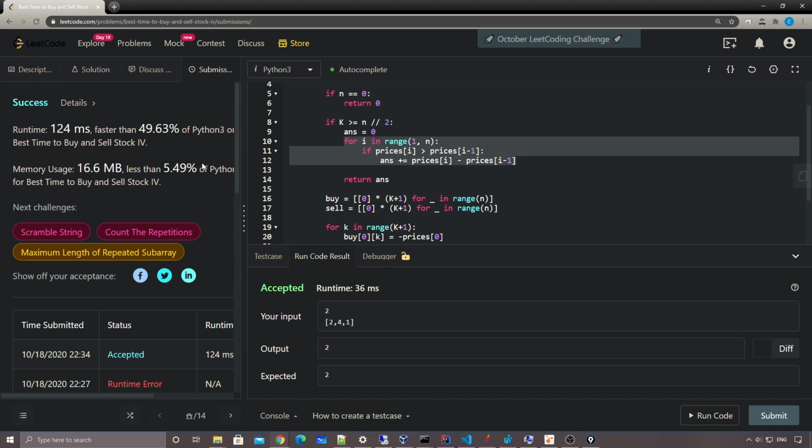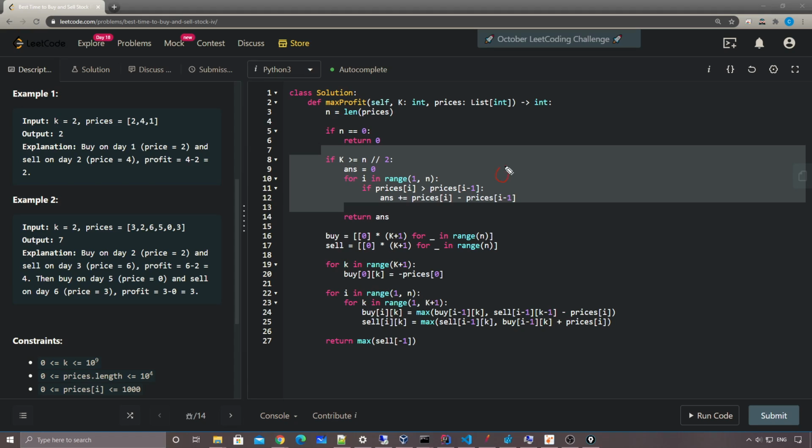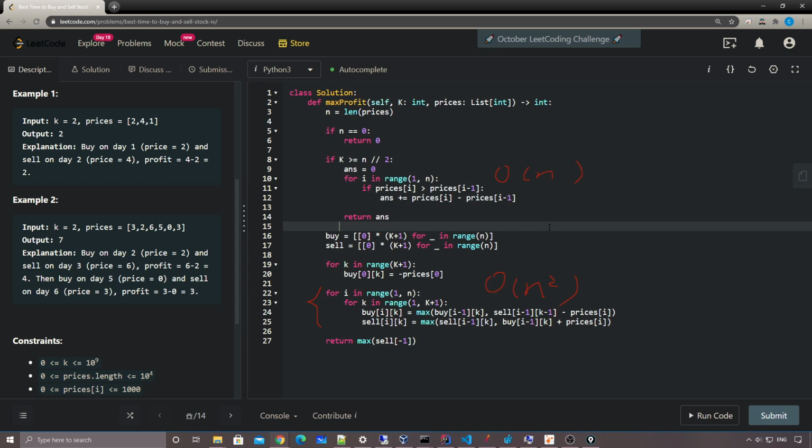Okay, so now if we run submit, as you guys can see, it's pretty fast, right? It's only 124 milliseconds because now the time complexity is, for this part, just O of n, right? And for the second part, since the k is bounded by n, this part is also n square, right? Cool. I think that's everything for this problem.